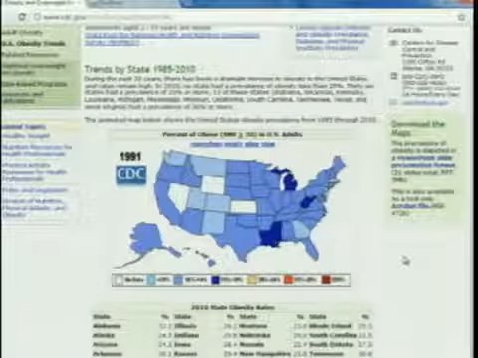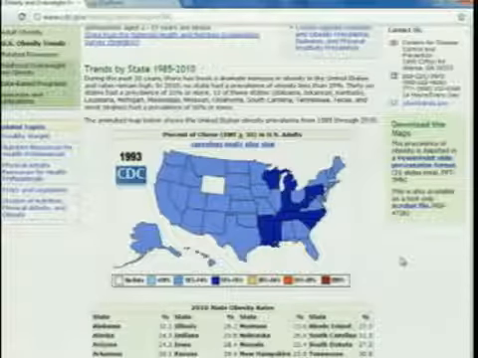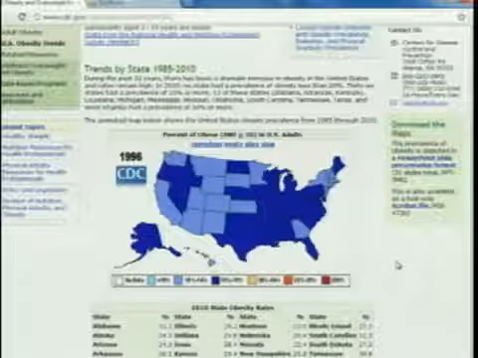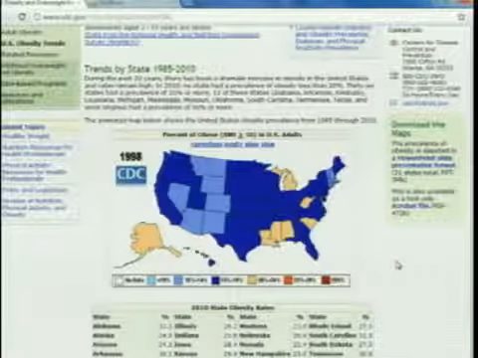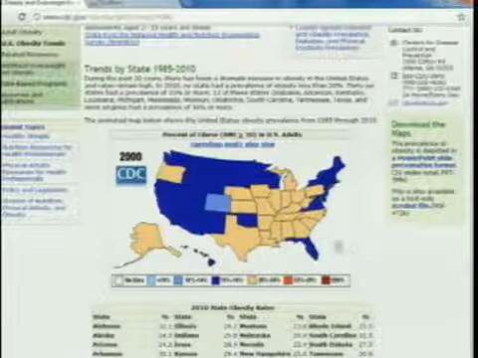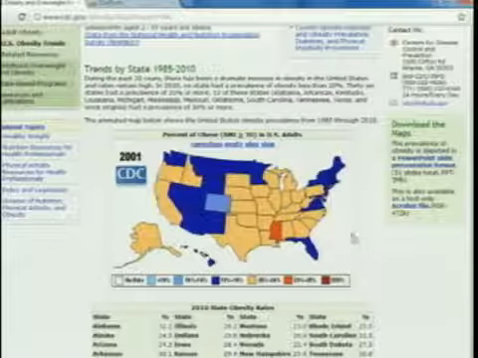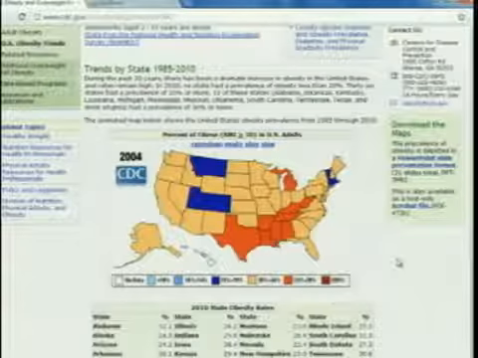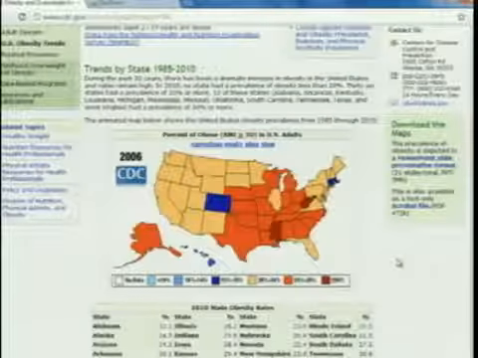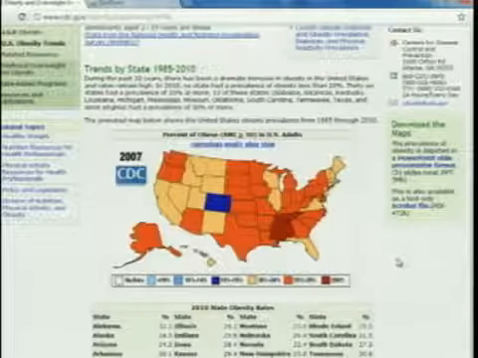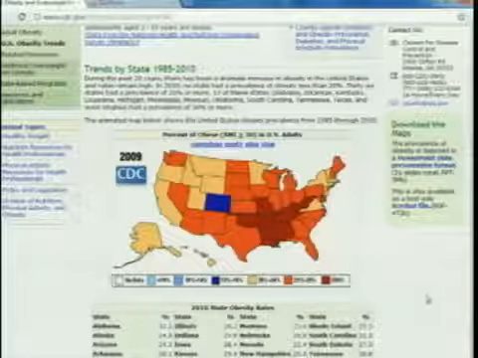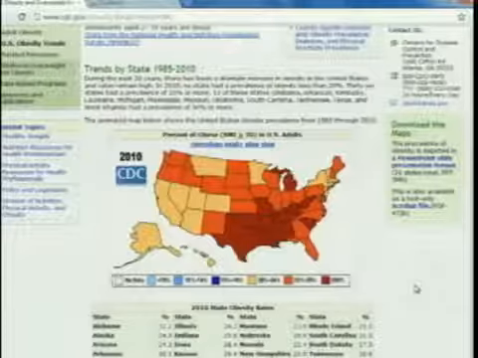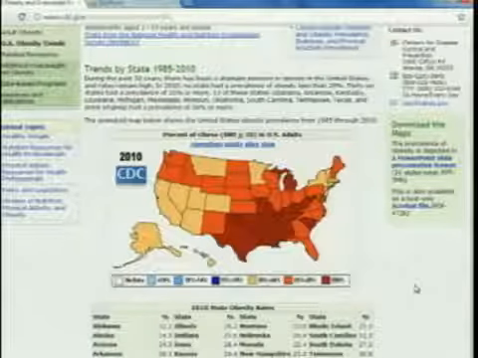90, 91, 92, 3, 4, 5, 6. Okay, we have our first states with more 1 in 5. Yep, 1 in 4. I think Colorado will be the last holdout. Colorado shall fall. From a standpoint of these data, I mean. This happened in our lifetime, folks, in the United States of America.